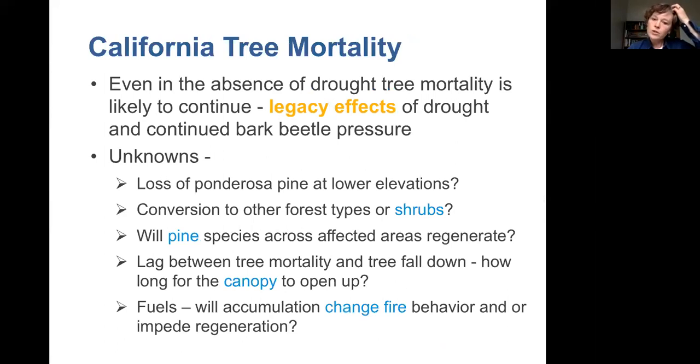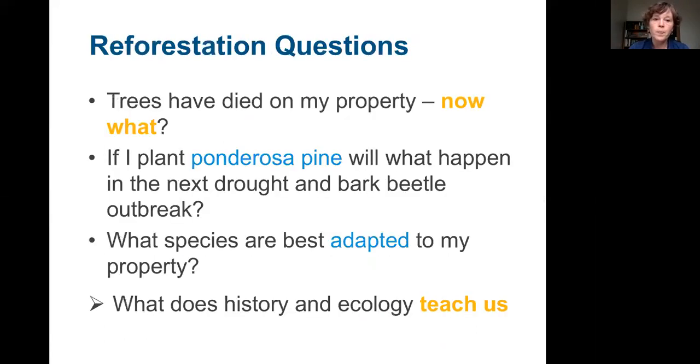The lag between tree mortality and tree fall down, so how long does it take for the canopy to open up? The reason this matters is that's when you start to see other species come in or succeed or release, right? And fuels, and this is a big one, is eventually all these dead trees fall down. And so will we see a change in fire behavior because of these heavier fuel loading situations, and will that impede regeneration? So these are some questions we need to sort of tackle in the next few years to see what we can find out.